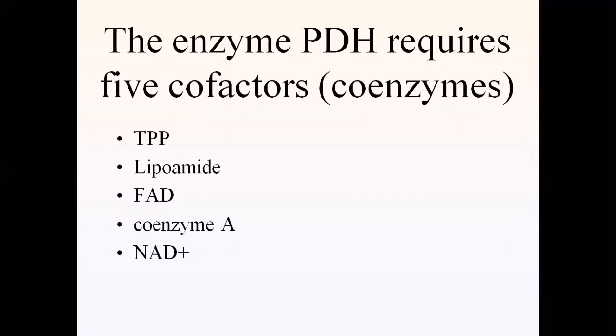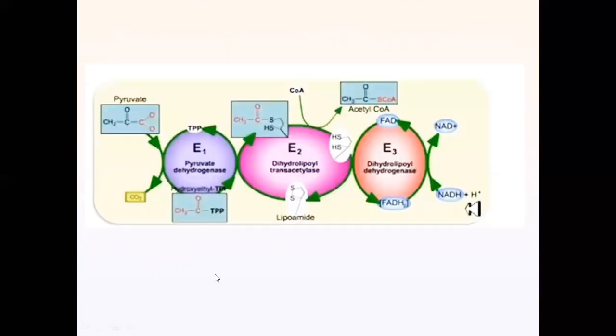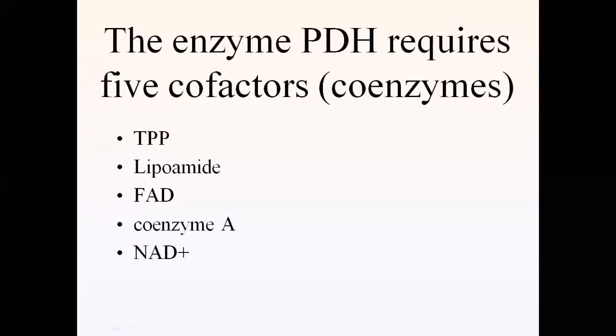This pyruvate dehydrogenase complex enzyme consists of 5 coenzymes. ठीक है, इसके 5 cofactors होते हैं, 5 coenzymes होते हैं. वो कौन कौन से होते हैं? That's thiamine pyrophosphate, lipoamide, flavin adenine dinucleotide, coenzyme A, and nicotinamide adenine dinucleotide. ये 5 coenzymes होते हैं जो कि main components होते हैं इस pyruvate dehydrogenase complex enzyme के.